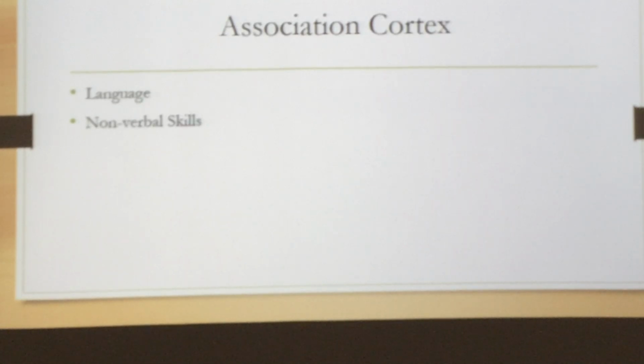Things like language. Language isn't really motor and it's not really sensory. So they create what's called the association cortex. Two examples of things that are grouped under there are language and nonverbal skills.